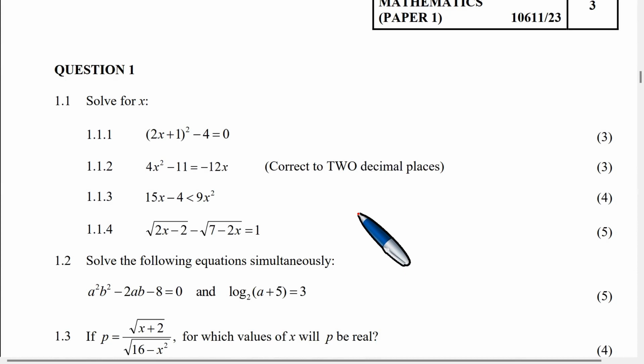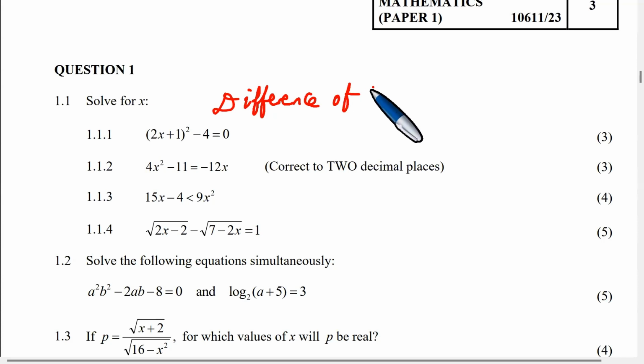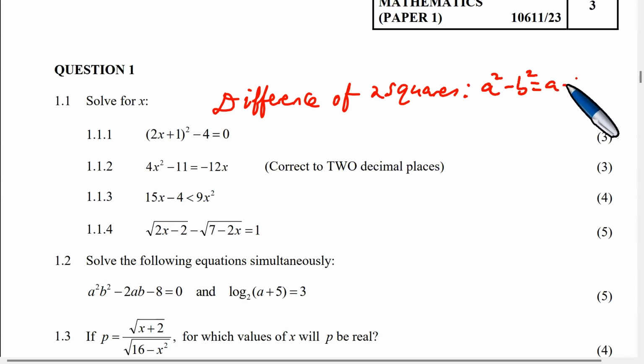So the couple of ways to do this, the easiest way is to recognize this as the difference of two squares, which is exactly a squared minus b squared is a minus b into a plus b.